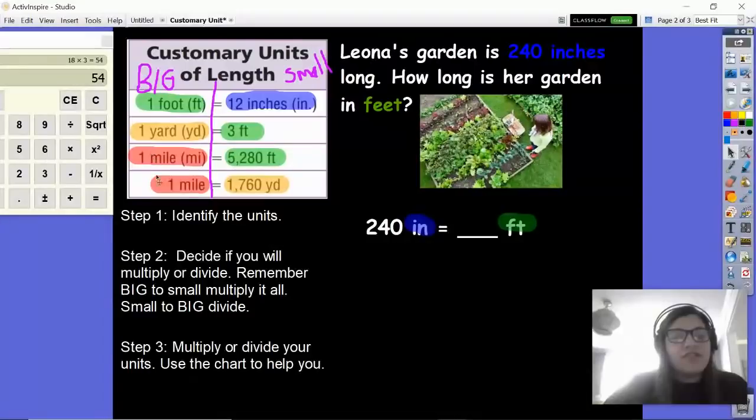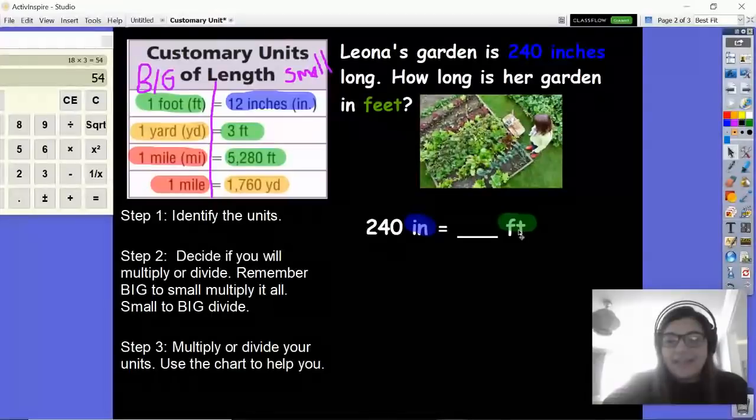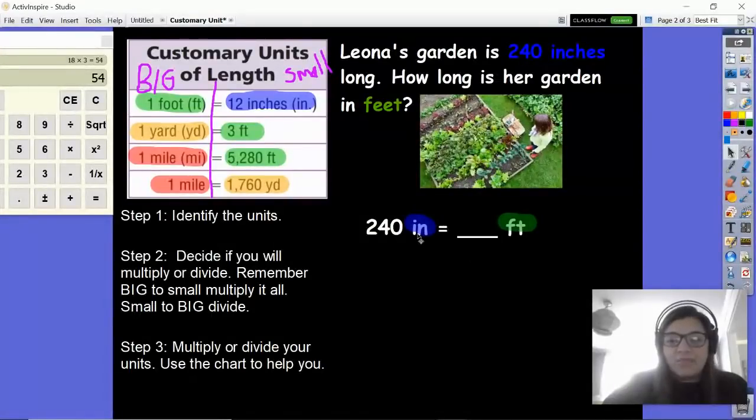Because if you look at the chart, there's nowhere else that they are comparing inches and feet. There's nowhere else where I can see that highlighted blue and highlighted green. Here's my green, here's my blue. I don't see blue anywhere else on this chart. So that's going to help me know I need to go to 1 foot equals 12 inches. So now that I identified my units, I can move to that step 2.